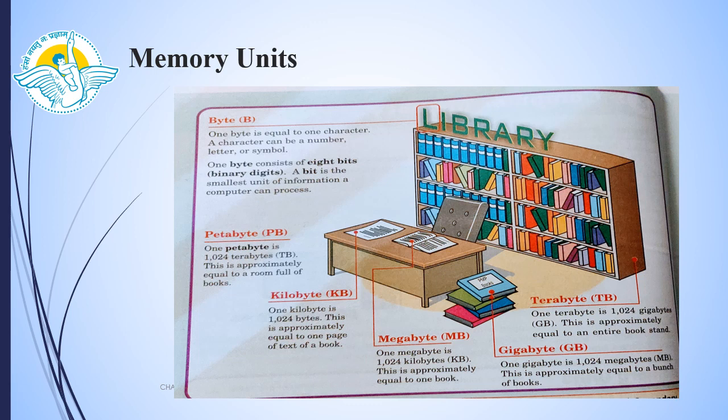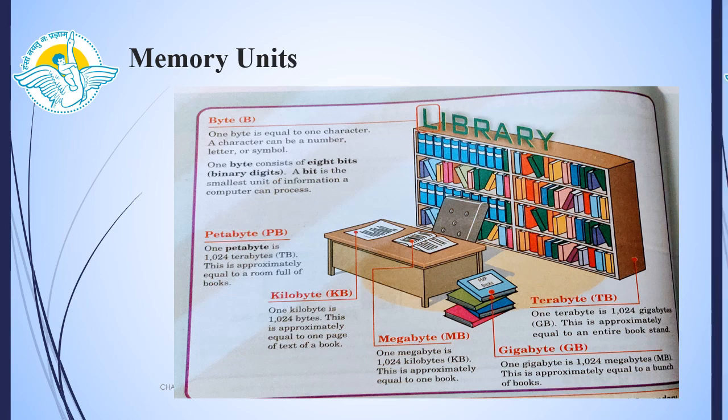Next unit is gigabyte or GB. 1 GB is equivalent to 1024 megabytes. This is approximately equal to a bunch of books. Next unit is terabyte, which is TB. 1 terabyte is 1024 GBs. This is approximately equivalent to an entire book stand. And the next unit is petabyte, PB. 1 petabyte is equivalent to 1024 terabytes or TB. This is approximately equal to a room full of books. By creating this simile, maybe you are able to understand the different units of memory in a better way.